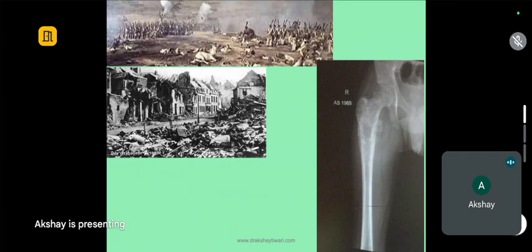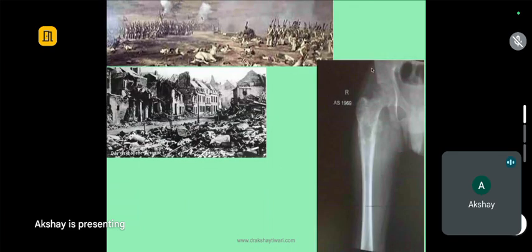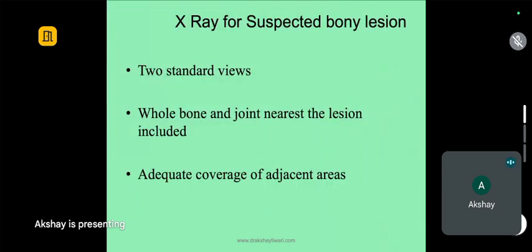So if someone asks you what is wrong with this X-ray, you will say, sir, one, it is only one view. I want two views, that is AP and lateral, and the other is it's not covering the whole bone. Ideally, the X-ray should cover the whole bone. The reason is that you might be having a skip lesion which you might miss, right? So two standard views, AP and lateral, whole bone needs to be covered, and then of course adequate coverage of adjacent areas including the soft tissue. So whole soft tissue should be seen. So this is how you order your X-ray.